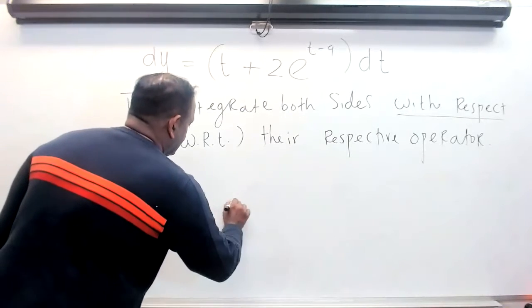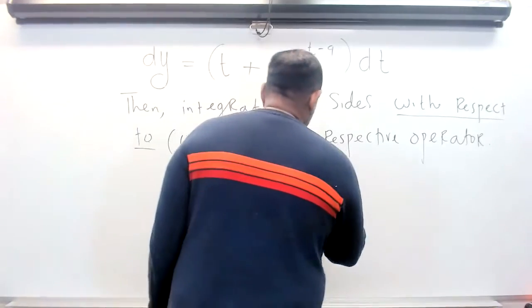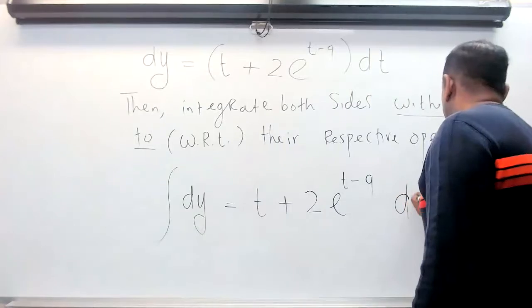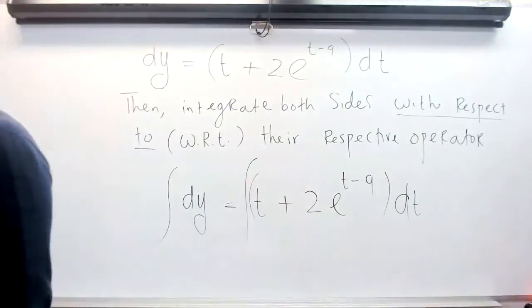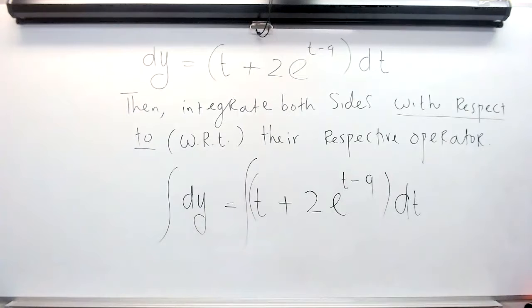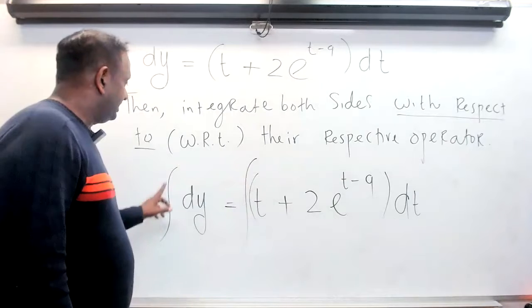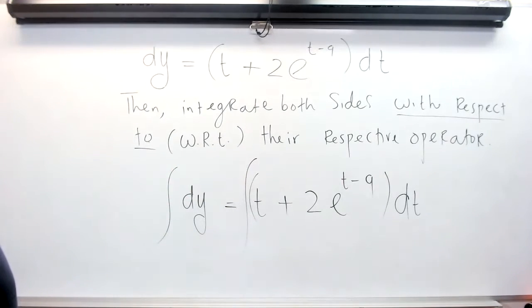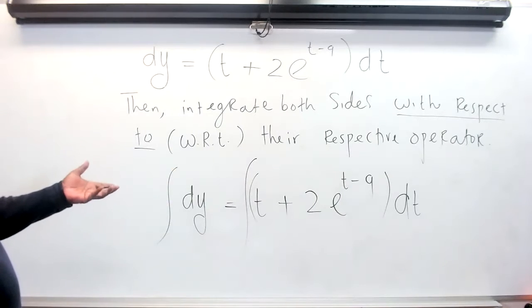dy equals t plus 2e to the t minus 9 dt, whole thing integrate. That's the integral. We don't see the limits, so these are indefinite integrals. If you want, you can do it like this, and later on we see how to find c.